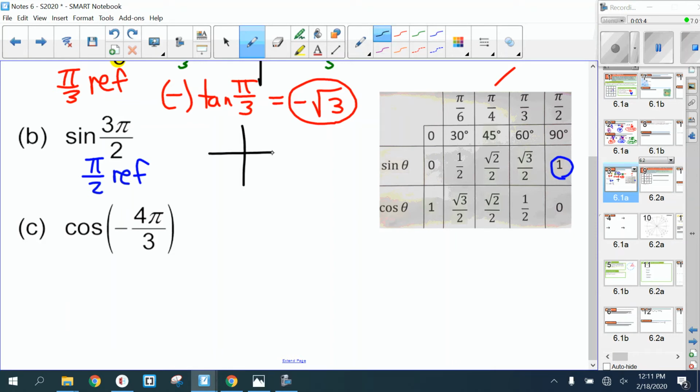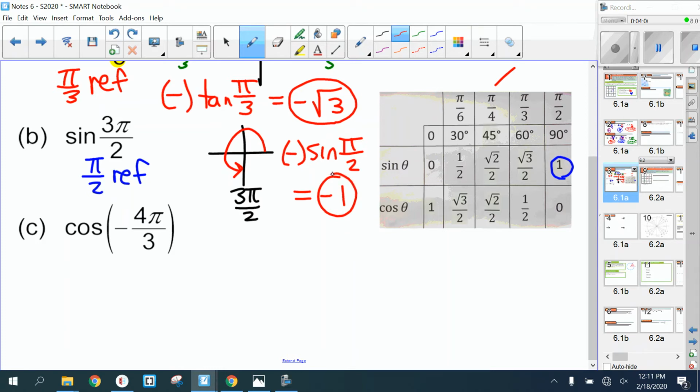So I told you to memorize that 3 pi over 2 is down here. So my angle puts us downstairs. And what do we know about sine when we're downstairs? It's negative. So this answer is going to be negative whatever sine of pi over 2 is. So that means we're going to be negative 1.